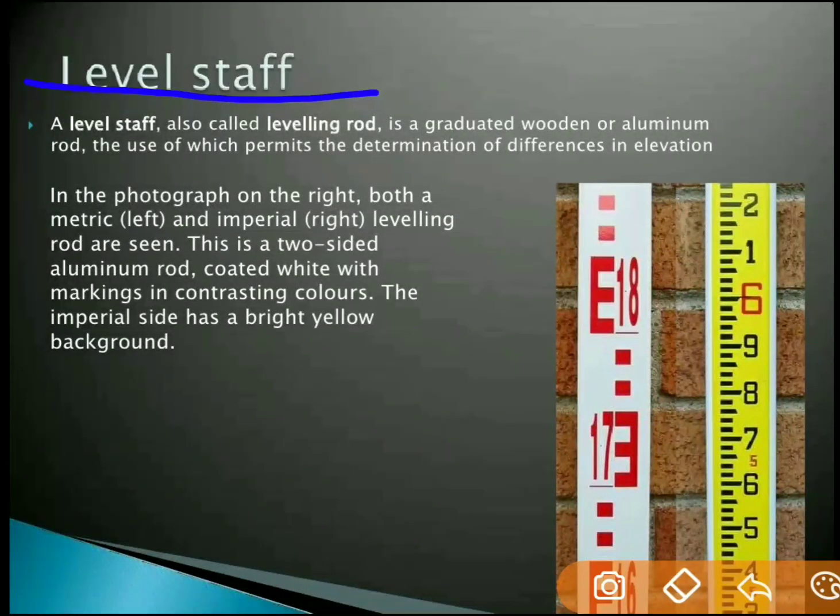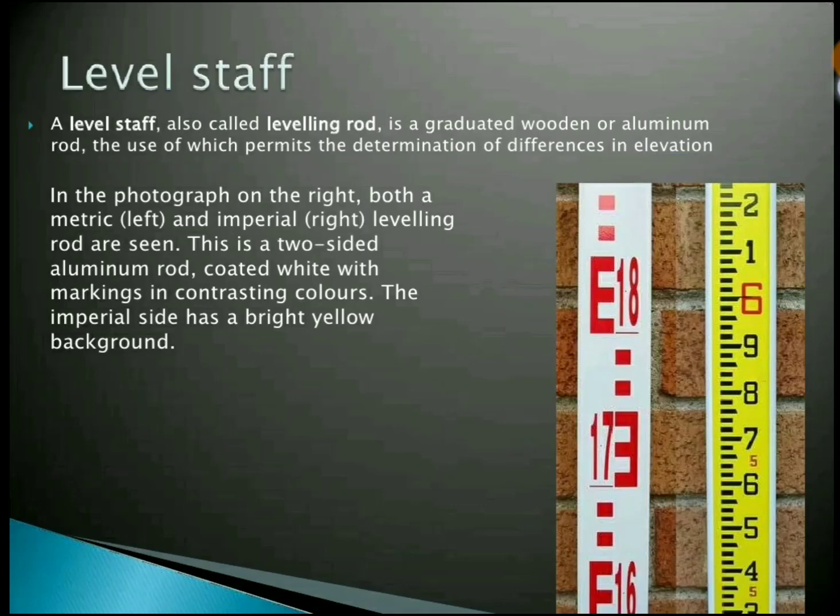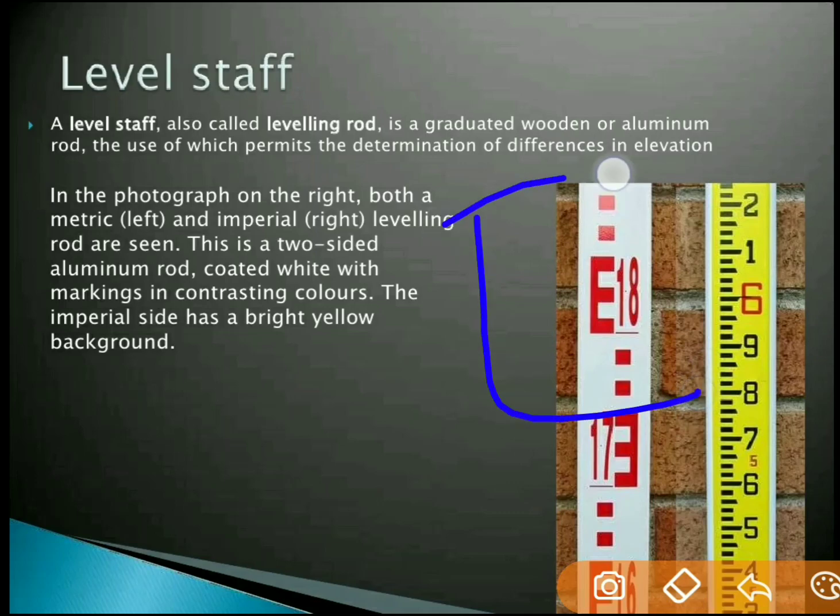Next, level staff. What is that? Look here, this is the level staff. Why are we using level staff or leveling rod? Simple. A level staff, also called a leveling rod, is a graduated wooden or aluminium rod which permits the determination of differences in elevation, right? So if we want to find the difference in elevation, we are using this leveling staff, right?